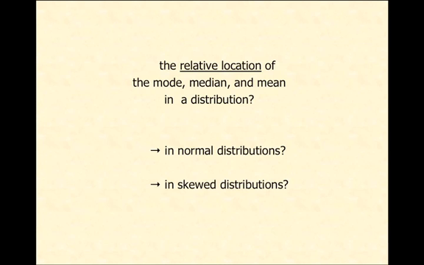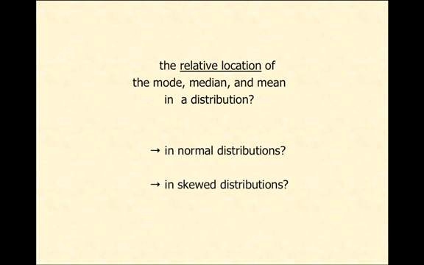What is the relative location of the mode, the median, and the mean in a distribution? Well, in a normal distribution, we would expect that these all fall where? At the center. They all converge in the middle of the distribution. However, most distributions that we see in educational research aren't perfectly normal. In fact, most of our distributions of scores, say of test scores, tend to be skewed, and many of them tend to be negatively skewed. That is, that most of the scores are higher.